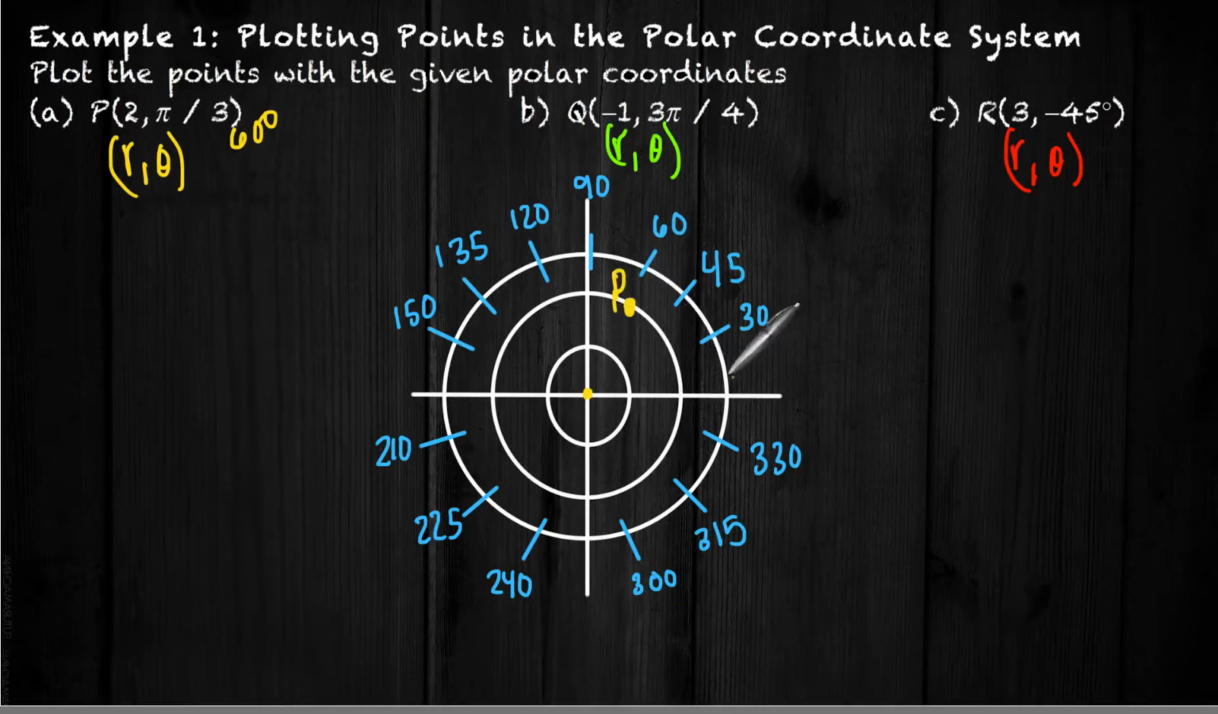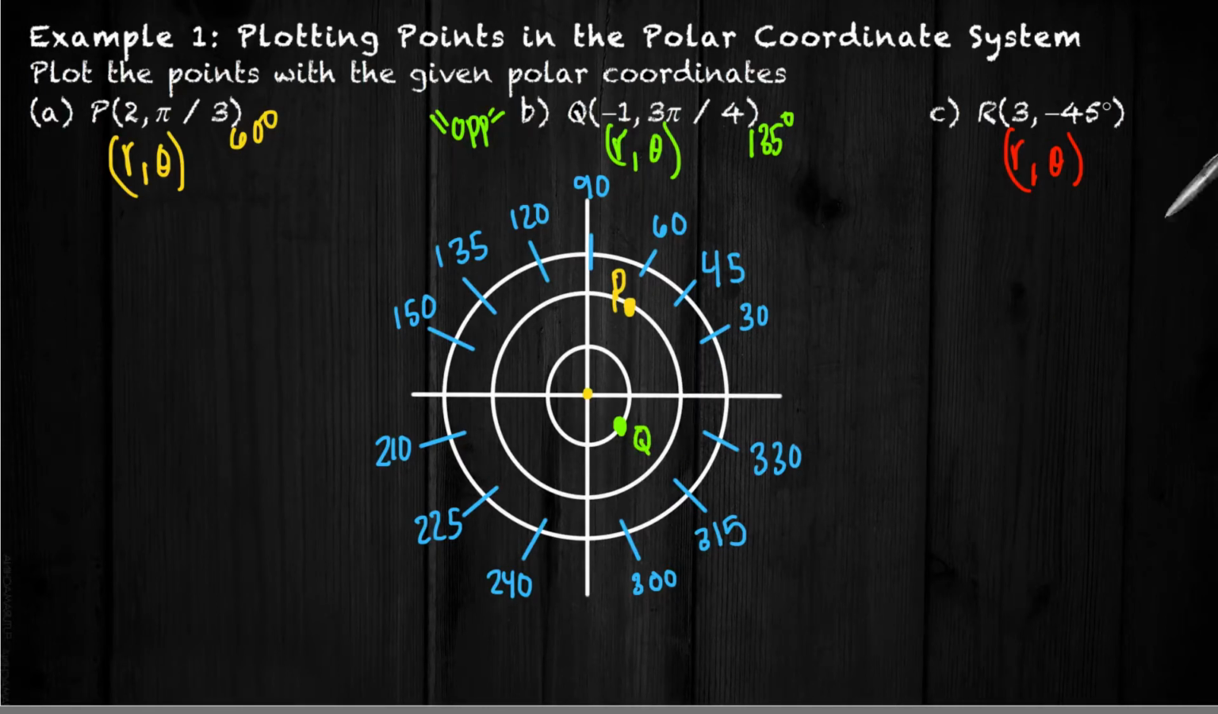All right, and we now want to do point Q. Point Q, now notice it has a -1. That means go in the opposite direction. So anytime the radius is negative, that means you're going to be going in the opposite direction of this angle. 3 pi over 4 is 135 degrees. That is over here. But we don't want to go towards 135. We want to go in the opposite direction 1 unit. So that's going to put us right here at 1 unit in the opposite direction of 135. So we will call that point Q.